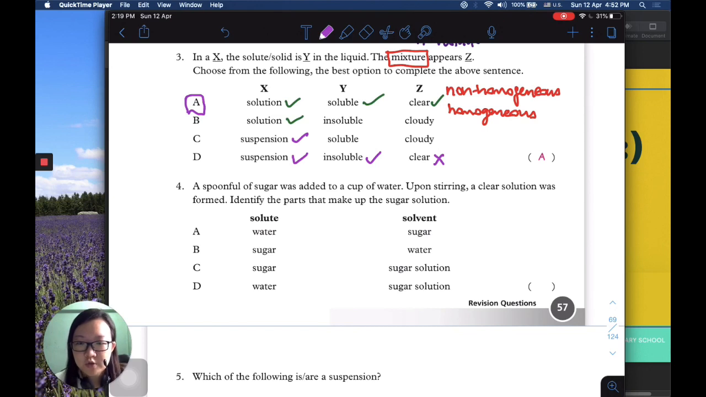Question 4, you have a spoonful of sugar added to a cup of water. Upon stirring, a clear solution was formed. Identify the parts that make up the sugar solution. This is very easy. The solute in this case is sugar and your solvent is water. So answer is B.